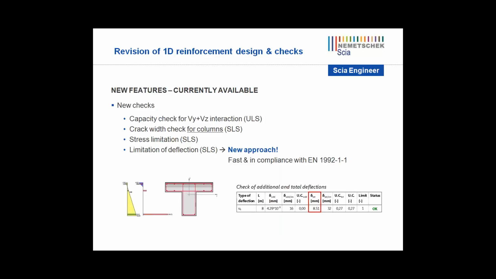Now also our new features which are currently available are, for example, the capacity check, and in the capacity check the shear forces are combined and the interaction is checked. Crack width also for columns, which is new, and stress limitation in service limit states. Also the limitation of deflection, which was in the past done with CDD, so a code-dependent deflection check. Now we have a new approach and it is placed into a separate check, which is much faster and is also in compliance with Eurocode 2.